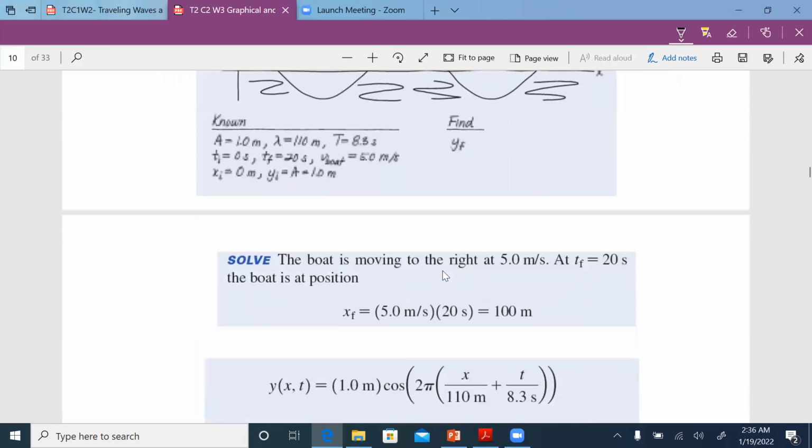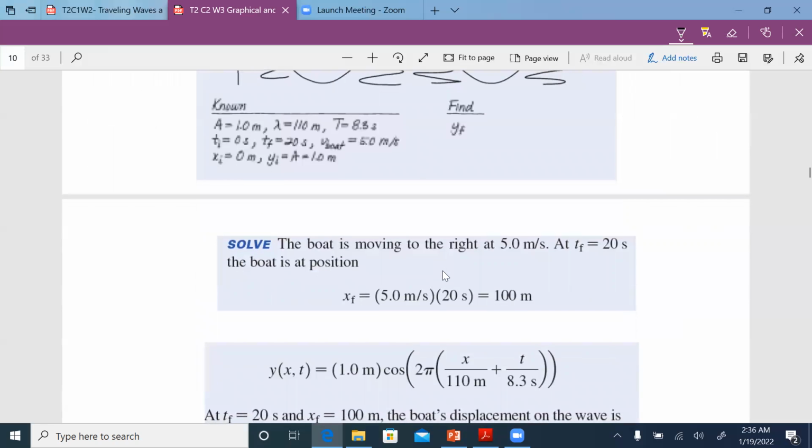Okay, so to solve this problem, we have brought out the items supplied. So the boat is moving to the right. What will be the direction in our formula? We said right, opposite. So the sign we use to know which is negative. Okay, so the boat is moving to the right at 5 meters per second.